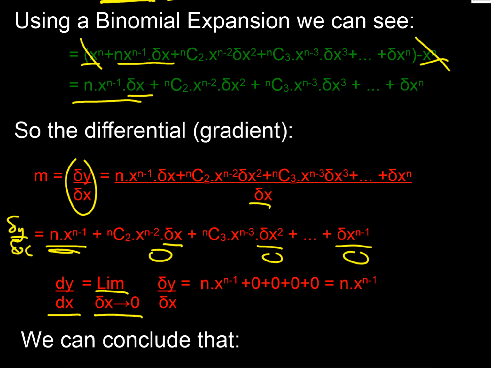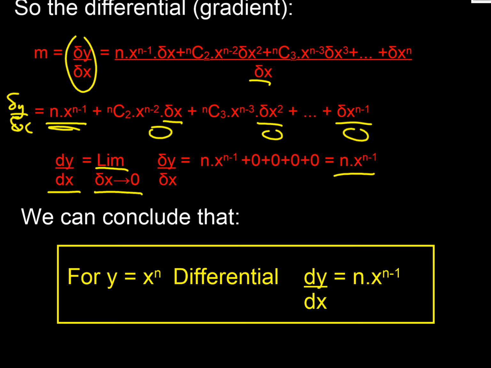And therefore we are just left with dy by dx being n, the first term, and therefore once again we've proved that for the function y equals x to the n, the differential dy by dx, which is the gradient, is n times x to the n minus 1.